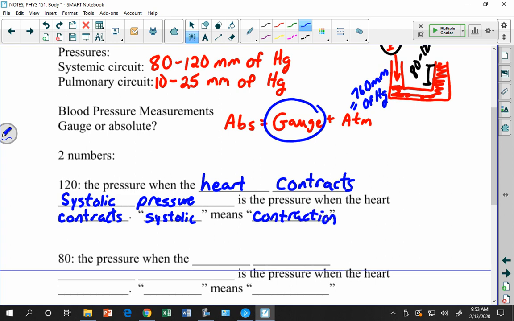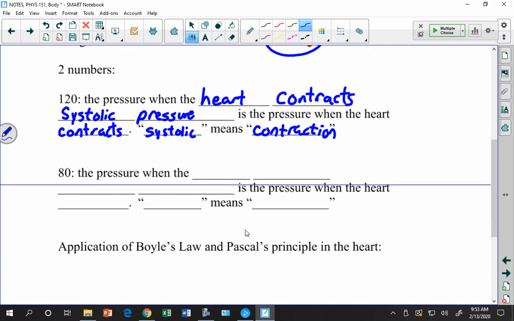And then the bottom number, the 80, is the pressure when the heart relaxes. This is called the diastolic pressure. And it's the pressure when the heart relaxes. And diastolic means a drawing apart.